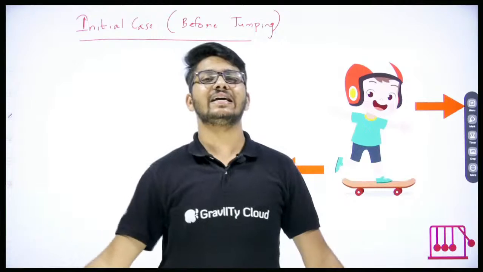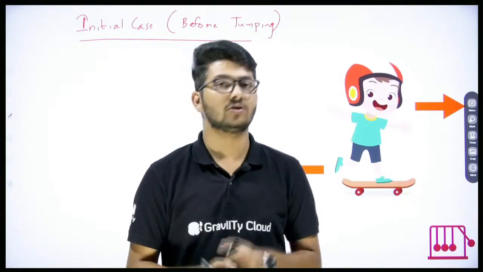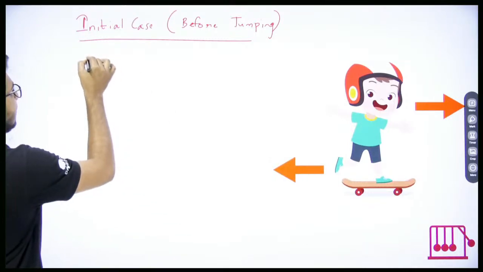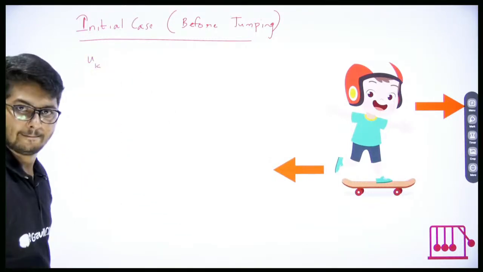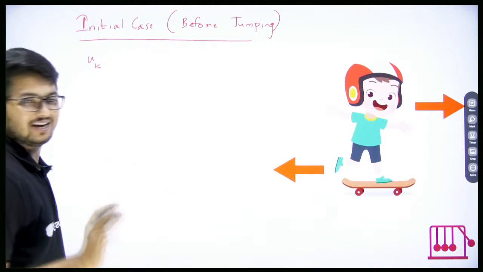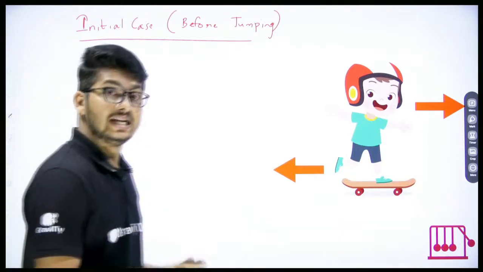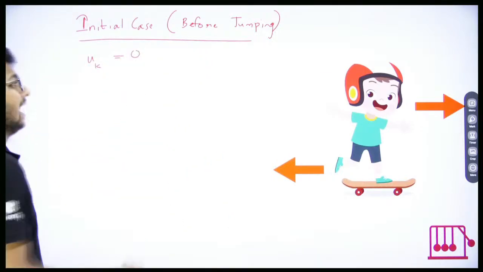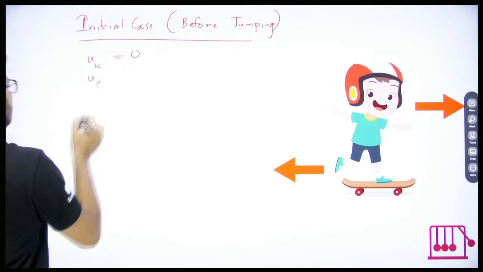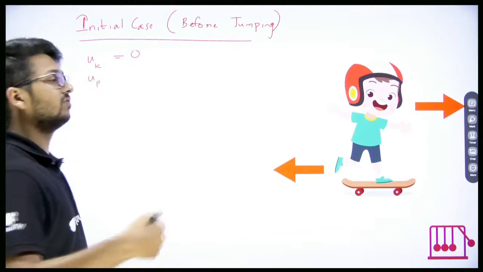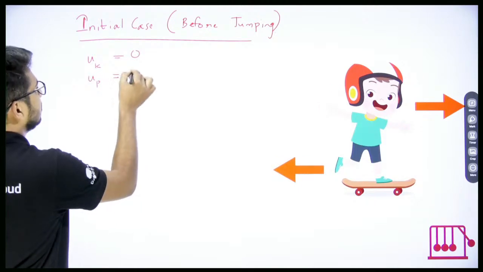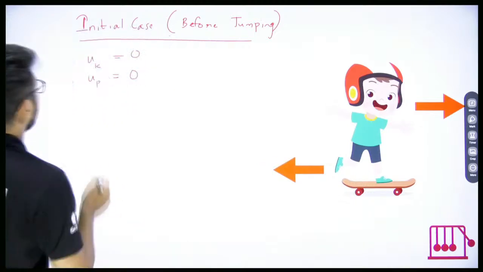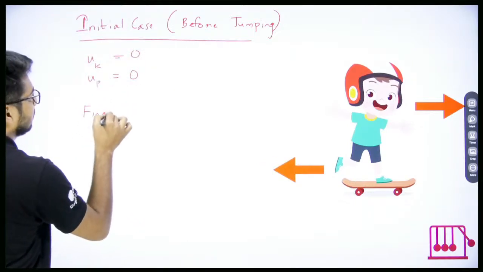The kid is just standing there, so he is at rest. So before jumping, or the initial case, the velocity of the kid, UK, is 0, and UP, the initial velocity of the plank, that is also 0. Both of them are at rest. Simple? Good. And the final case.